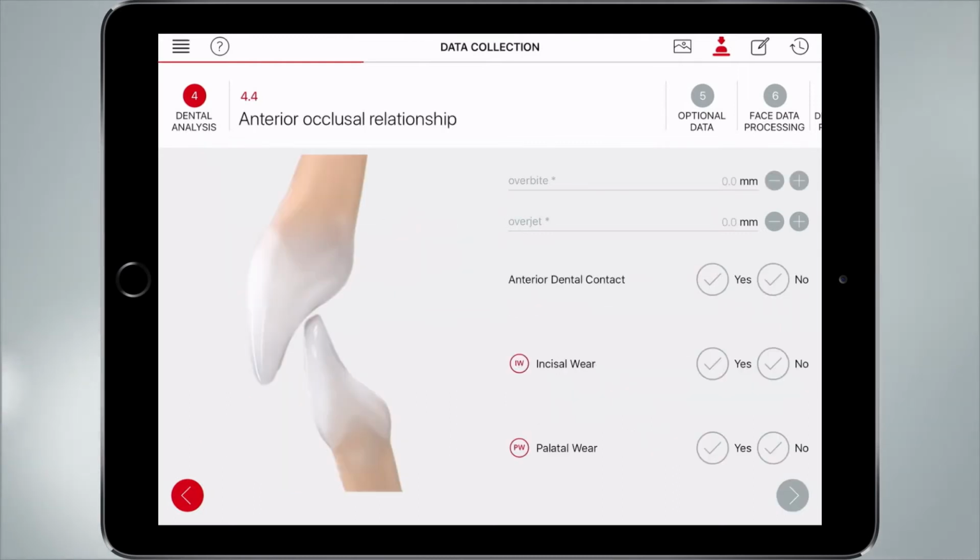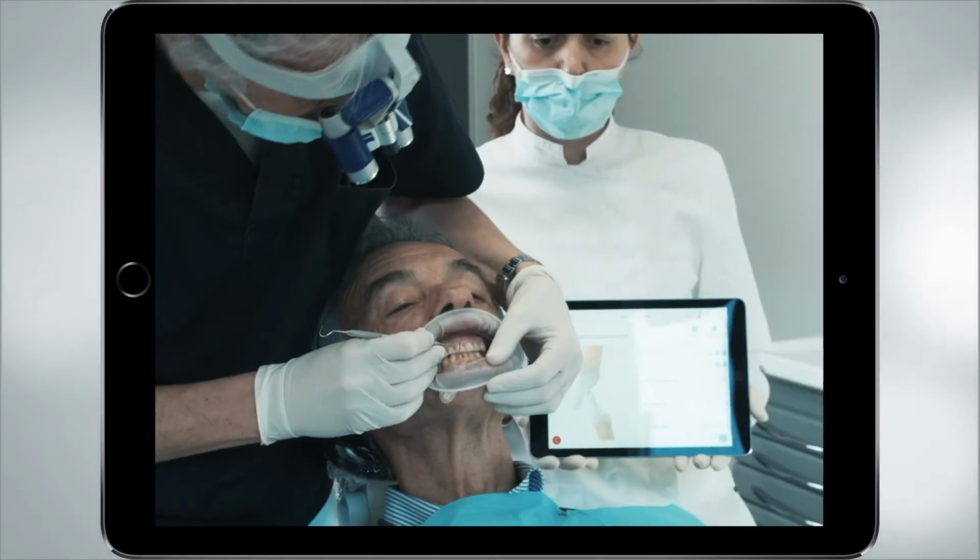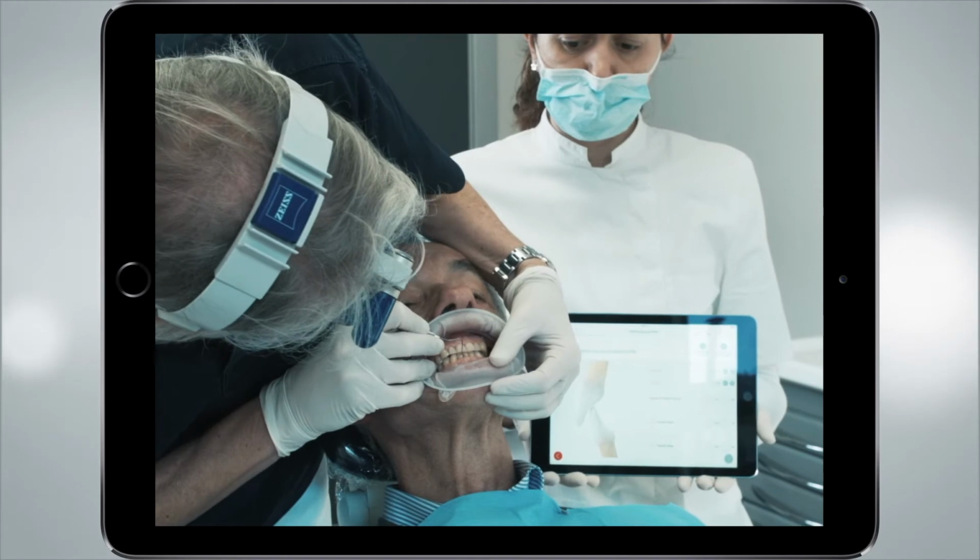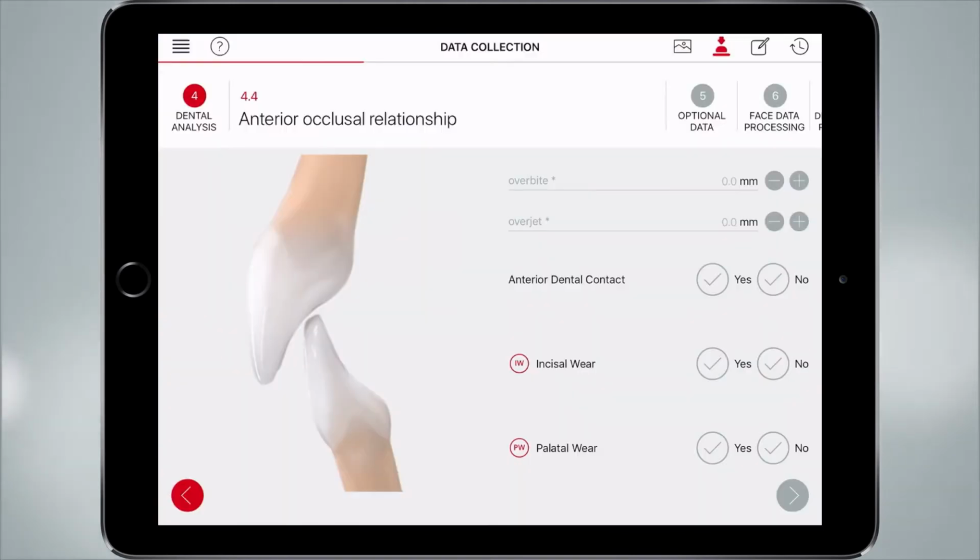We go ahead to the 4.4 step. That is related to the anterior occlusal relationship, meaning that we care not only about aesthetics, but also about function. So now we have to check the overbite and overjet values. Normally we use the method of measuring the back side of the upper and the back side of the lower incisors to have the overjet value.